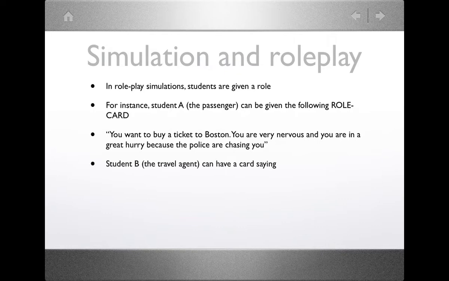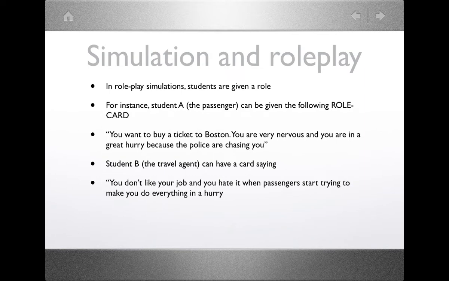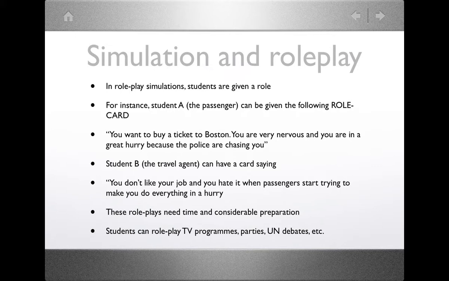Now you give student B the other card. What does the other card say? You don't like your job and you hate it when passengers start trying to make you do everything in a hurry, okay? So in order to make a certain kind of clash, conflict between the two. So then what happens? These role players need time and considerable preparation. And then students can role play TV programs, parties, the United Nations, different other things. Okay, you can give them other stories to play.